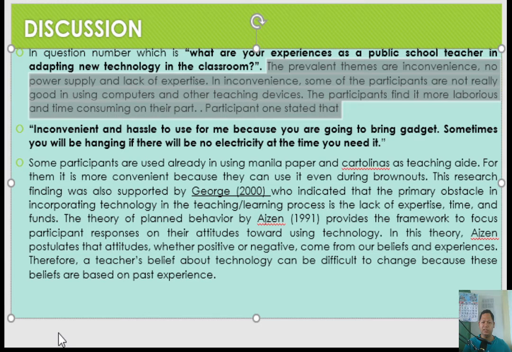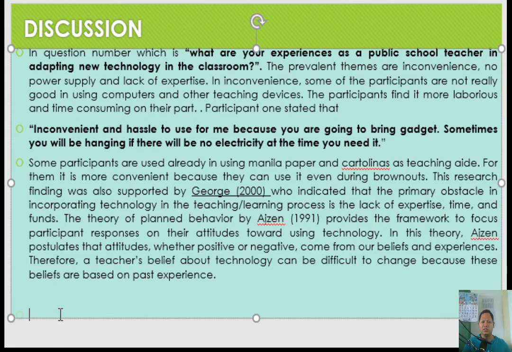Some of the participants are not really good in using computers and other teaching devices. The participants find it more laborious and time consuming on their part. Then you can attach here the statement of your participant. So participant 1 stated that it is inconvenient and a hassle to use, because you're going to bring a gadget. Sometimes you'll be hanging if there will be no electricity at the time you need it. Okay, so this is how you discuss the result of your study.